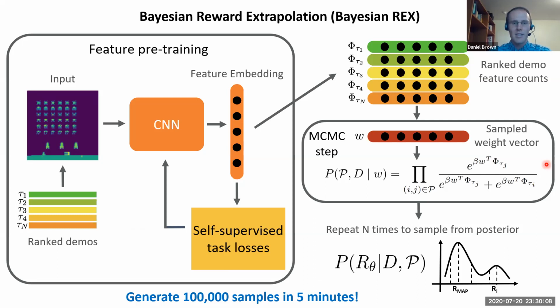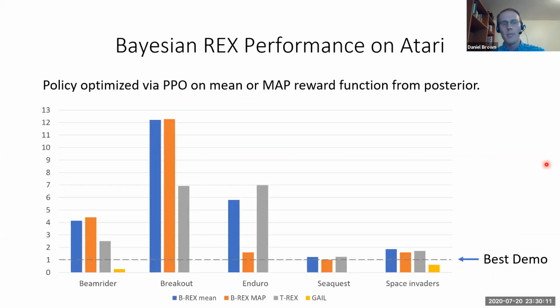these ranked demonstrations. So how does this perform when we want to learn a policy? We looked at several different Atari games where we're learning from raw pixels. And here I show the normalized score based on the best demonstration. So 1 is best demonstration, 2 is performing twice as good as the best demonstration, and so on. And we looked at 2 different ways of training a policy given a distribution. One is to use the mean reward function from the distribution. The other is the MAP, or the most likely reward function. And both these methods work pretty well. They're doing much better than a generative adversarial imitation learning approach, and can sometimes even perform better than a T-Rex approach that's learning just this point estimate of the reward function.